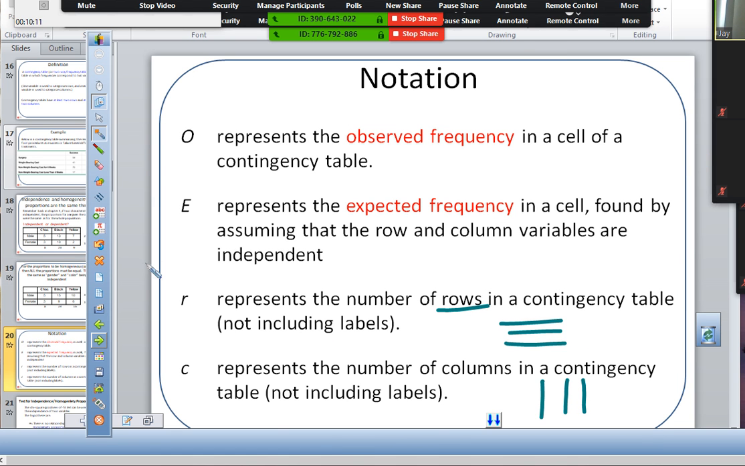Okay, so here's some notation which is totally familiar. O, your observed frequencies. E, your expected frequencies. Again, O is the one you get, were given to you, and expected is the one you calculate. And then R represents the number of rows, in other words, the ones going across. These are rows here, going across. C is the number of columns. So columns go up and down, like this. Don't include the labels.